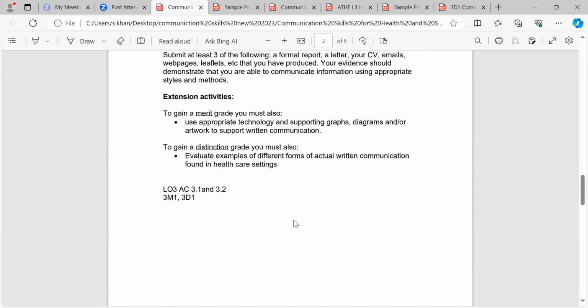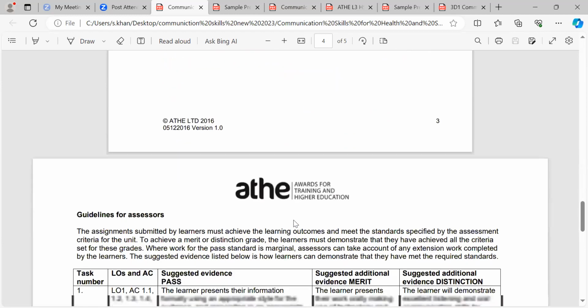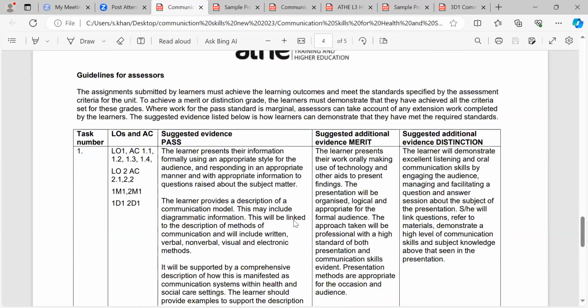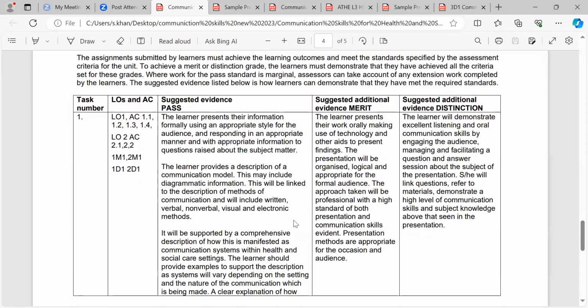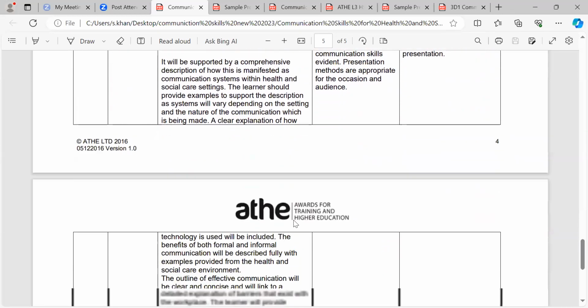Okay, have you got any questions before we finish this session off? The guidelines are there as well. It's mainly for the assessor, but it helps you identify what is needed for the assignment.